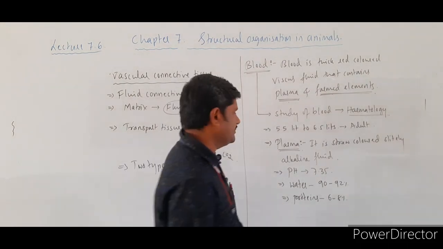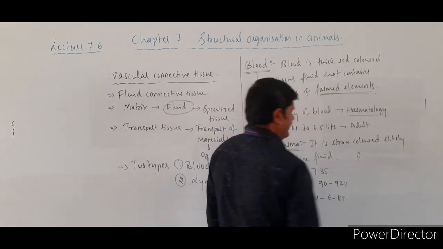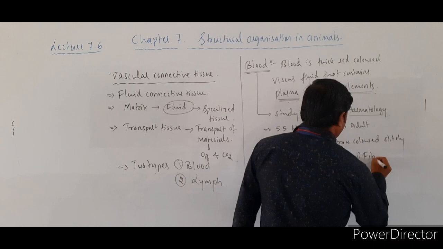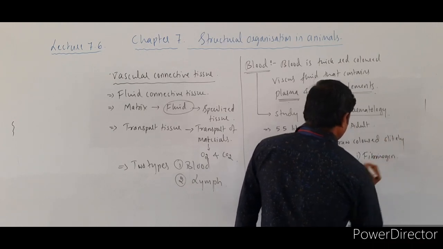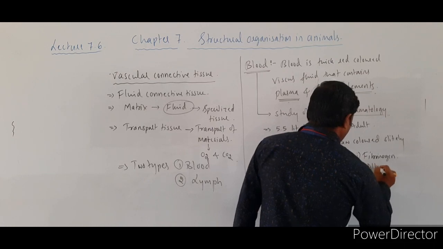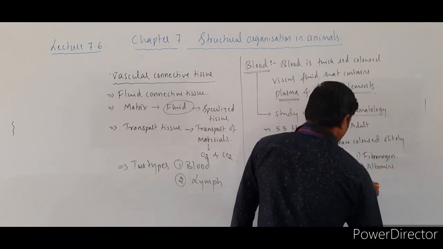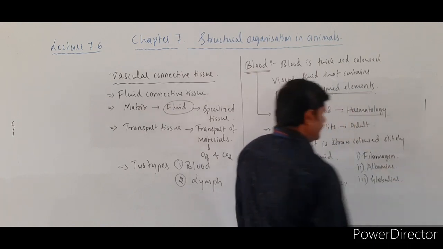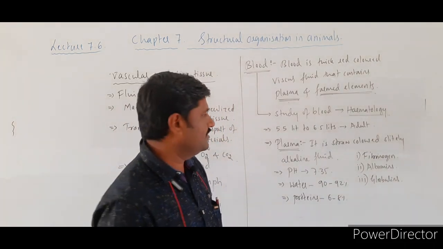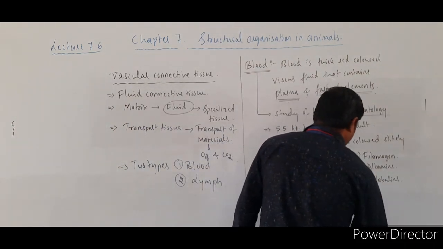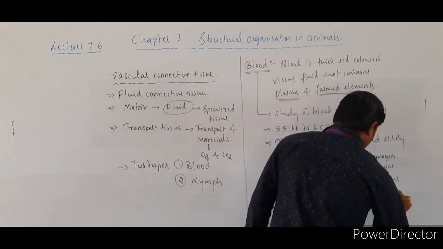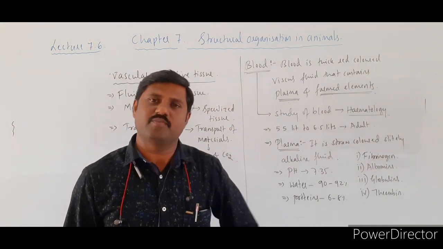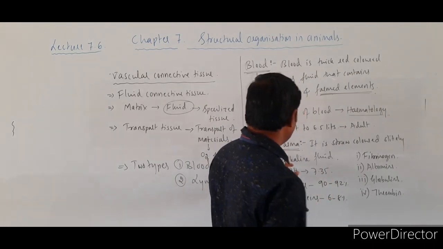Then what kind of proteins are present over here? We will list out all those proteins. What are those proteins? Different types of proteins that we come across. One is fibrinogen, second one is albumins, and third one is globulins. Fourth one is thrombin. Such kind of many proteins are present over here in the plasma.